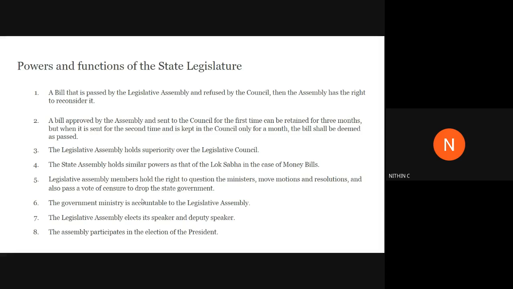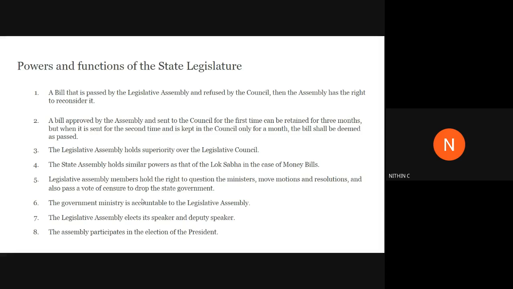Okay, next point says that clearly the legislative assembly holds superiority over the legislative council. And the reason, if you are asked why such a statement holds, you should answer that the legislative assembly has members who have been directly elected by the people. The state assembly holds similar powers to that of Lok Sabha in the case of money bills.